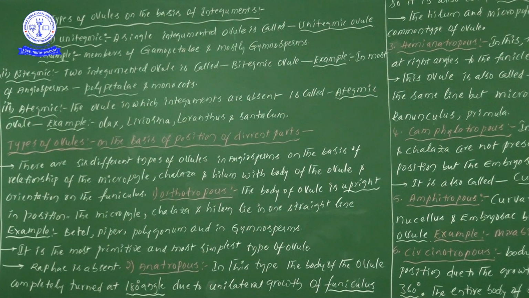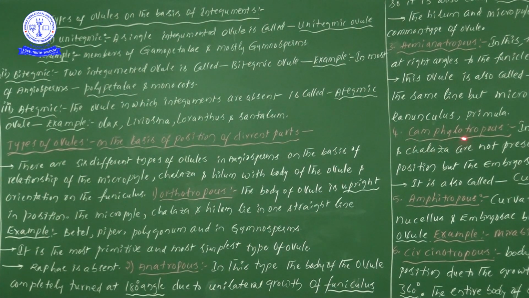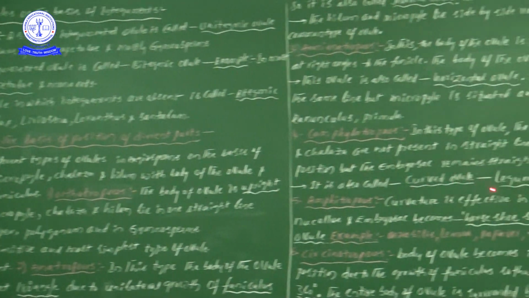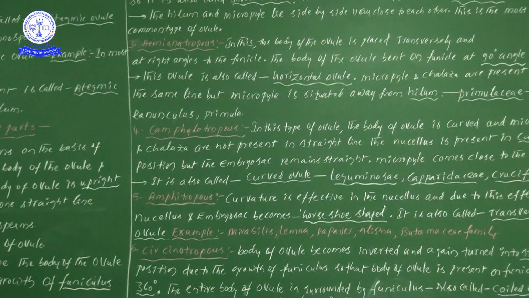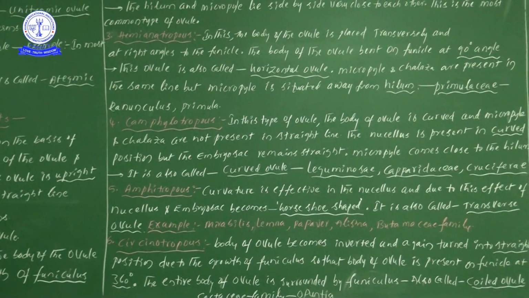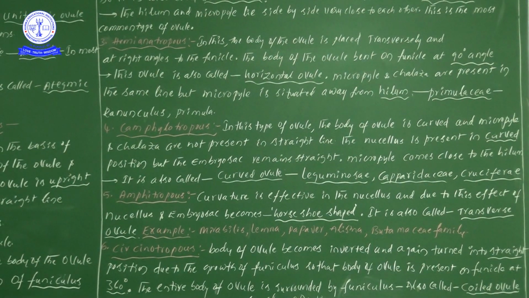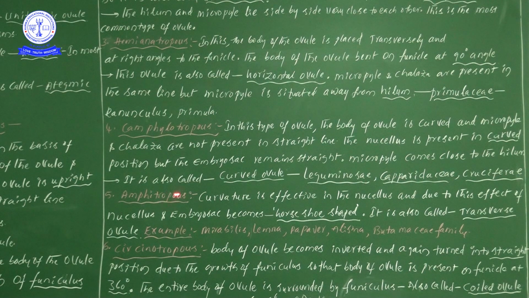Next one, Campylotropous. Best examples are Leguminaceae, Capparidaceae, and one more is Cruciferae. Cruciferae can also be taken. Next one, Amphitropous. In Amphitropous, it is horseshoe shaped. Try to remember the horseshoe shaped condition also.